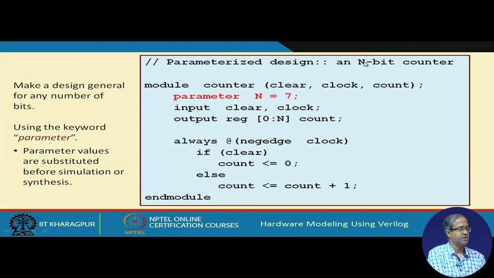So, the declaration is very simple. Here we are assuming that the counter will count at the negative edge of the clock. At the negative edge of the clock, if clear, you clear the count, or otherwise you increase the count by 1, right. So, using this parameter, you can create a general design where you only change this one single line and your entire design can become, instead of an 8 bit counter, a 16 bit counter, right.